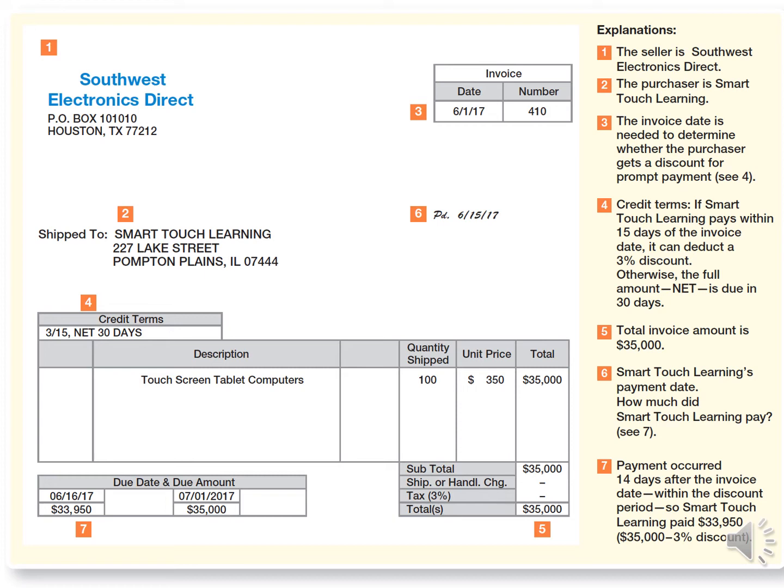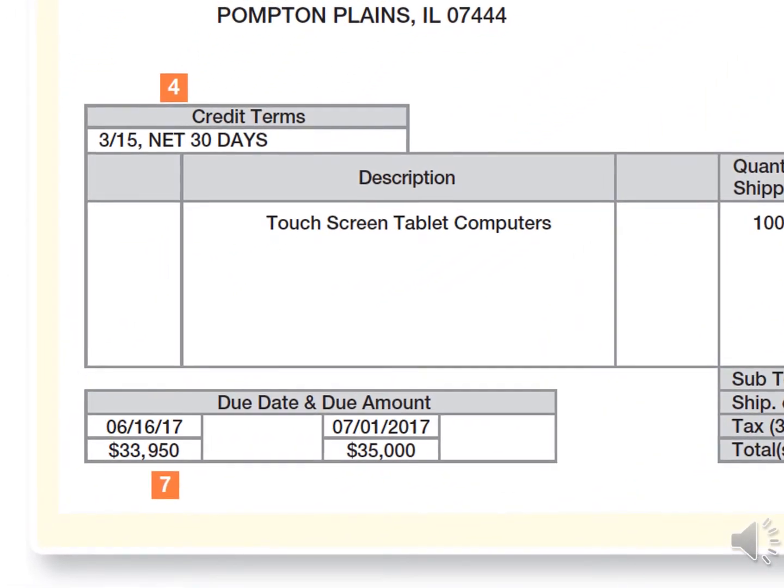Here we can see that they purchased touchscreen tablet computers, 100 of them, and they cost $350 a piece. The total cost for this inventory is $35,000. You can see that we purchased from Southwest Electronics Direct, and we can also find on here the payment terms that they have given to us. Here you can see marked with a number 4 the credit terms.